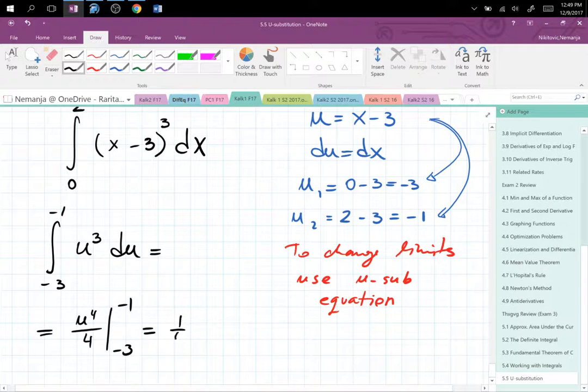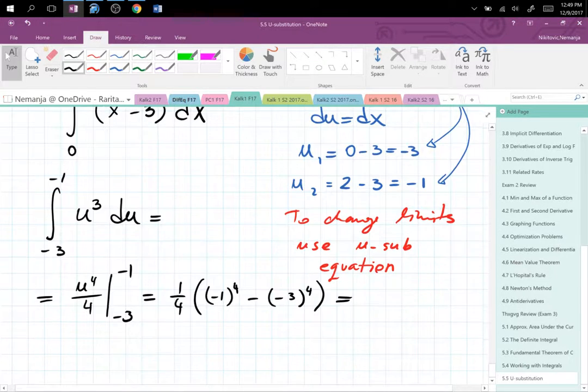So now we have u to the 4 over 4 computed from negative 3 to negative 1. So we have 1/4 open parenthesis negative 1 to the 4 minus negative 3 to the 4, which is 1/4 times 1 minus 81, and the answer is negative 63 over 4.